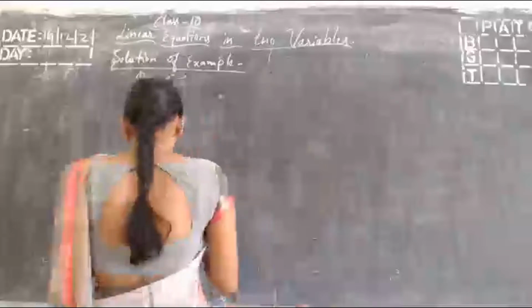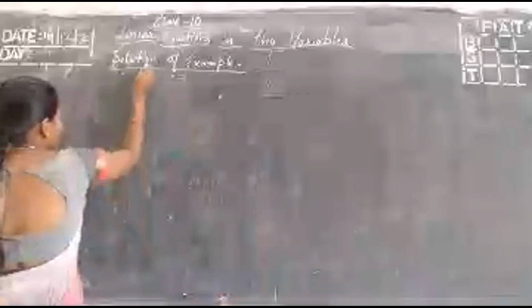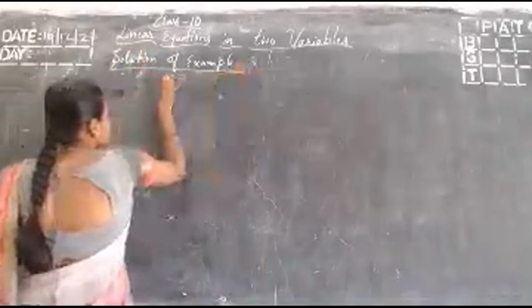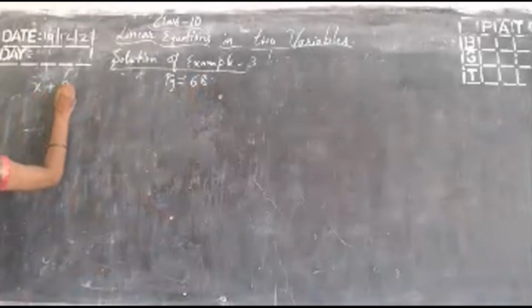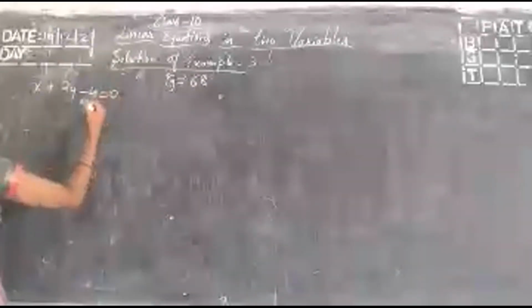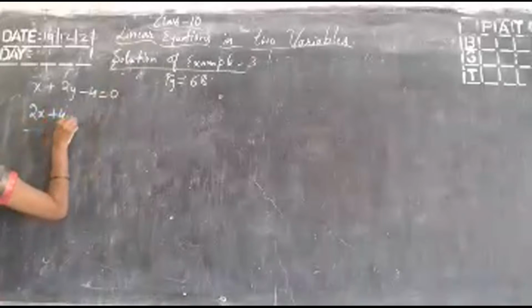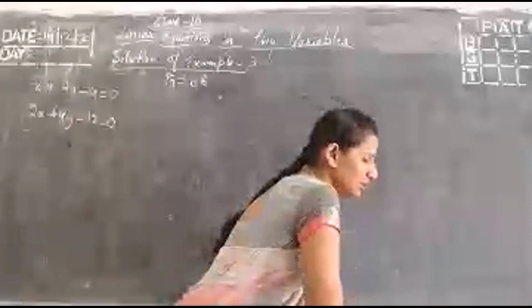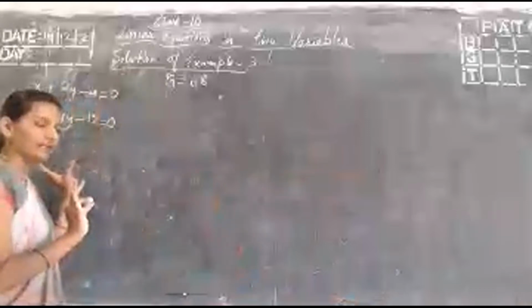What are the equations? See, this is very easy. And this is page number 68. Example 3, page number 68. What are the given equations? x plus 2y minus 4 is equal to 0 and 2x plus 4y minus 12 is equal to 0. These are the given equations. What do we have to do? The equations are already given. We have to solve them and draw the graph.